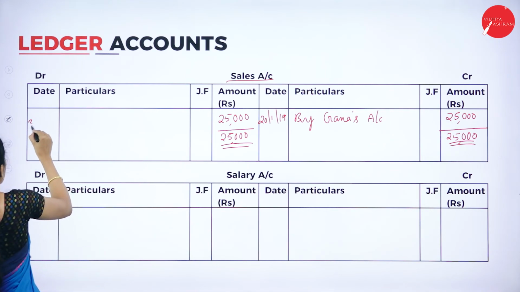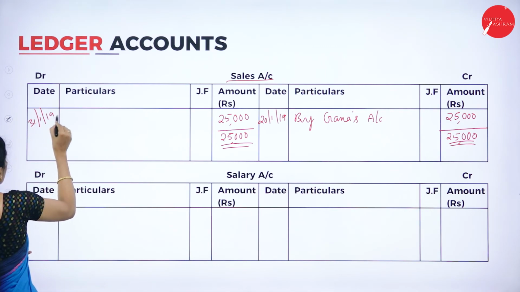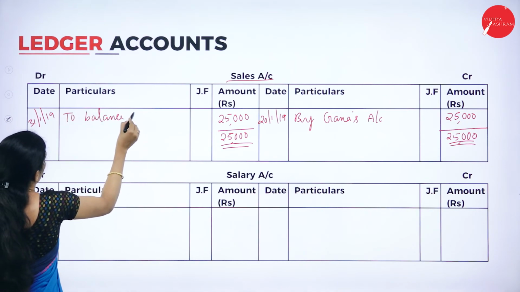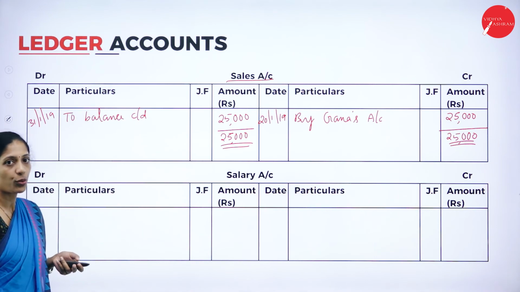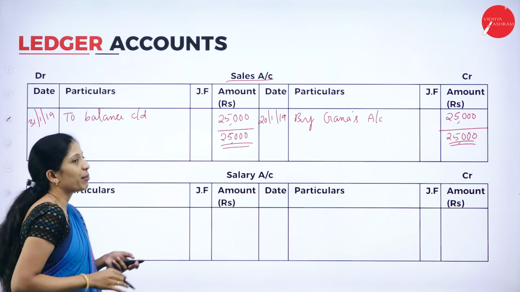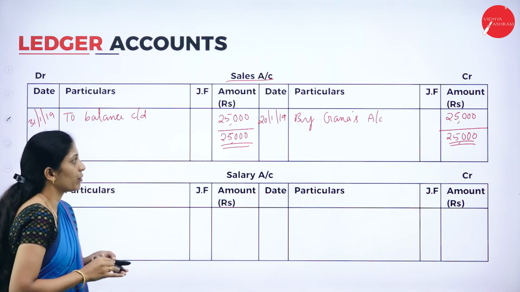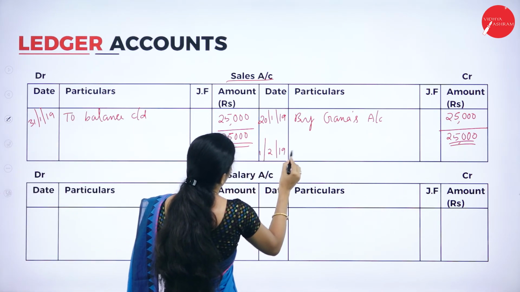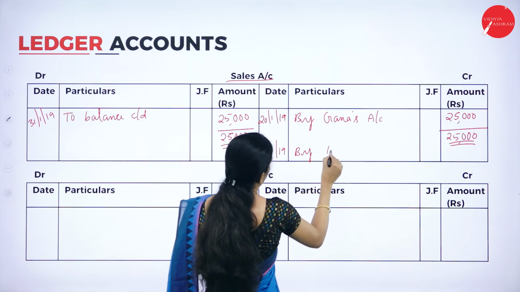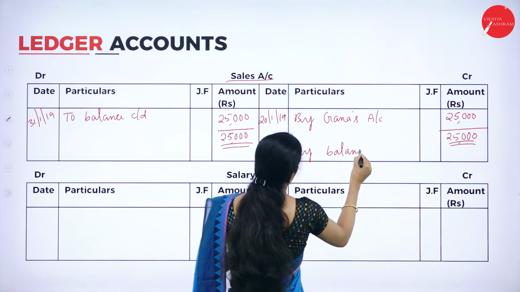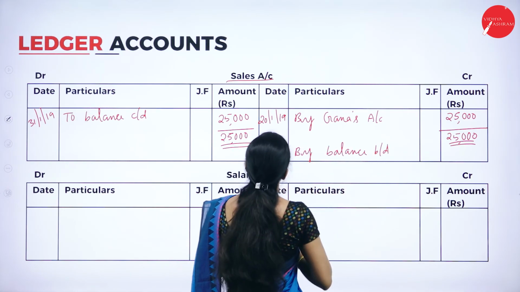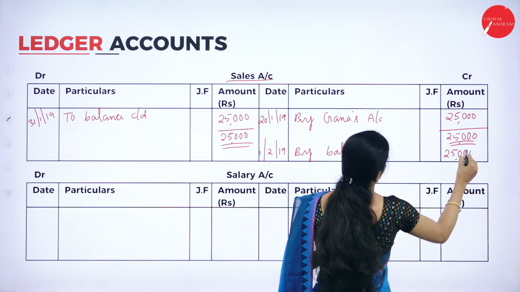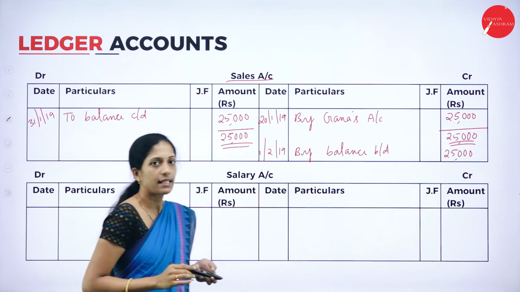On which date? 31st/1/2019 to balance carried down. How much? 25,000. So whatever the amount you have carried down here, bring down that balance at the beginning of next month. 1/2/2019 by balance brought down. How much? 25,000. So hope you are clear with sales account.